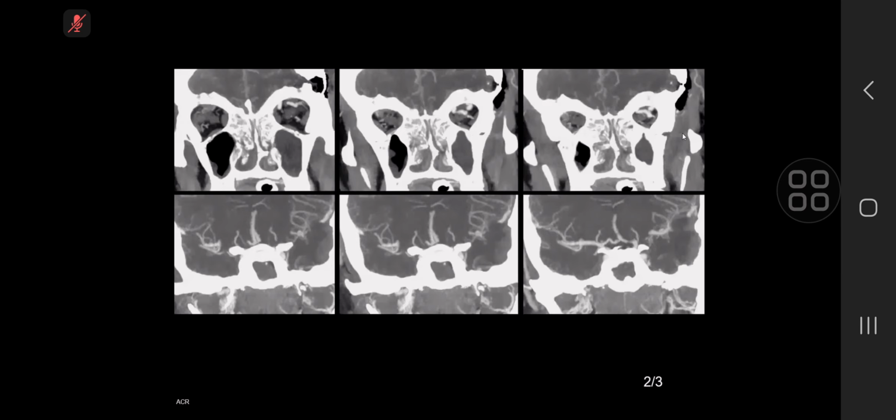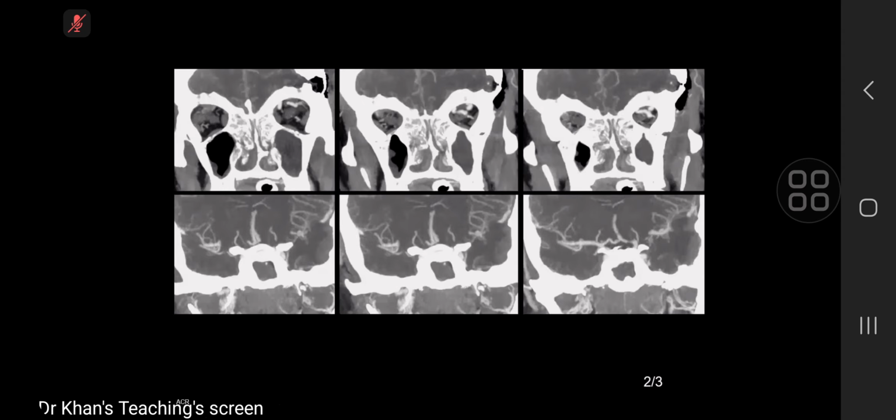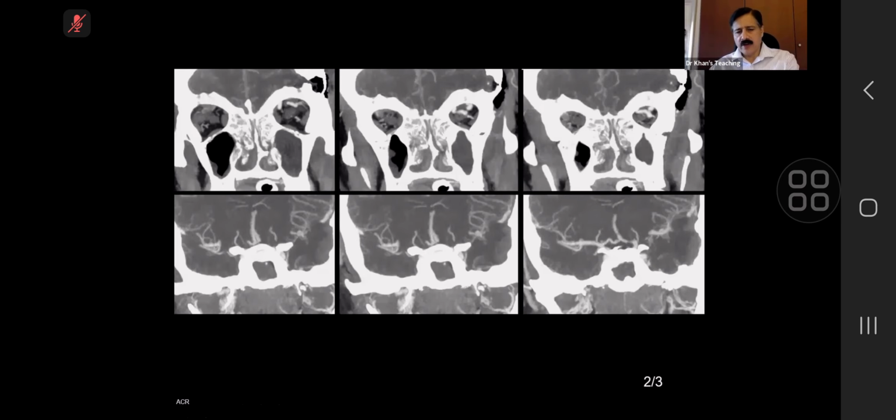Okay, so selected coronal images. So again, I can see the left superior ophthalmic vein is enhancing on the CTA, and having a look at the remainder of the vessels. So how do you explain this finding? So I think it's a carotid cavernous fistula, essentially. Okay, very good. Okay, fine.